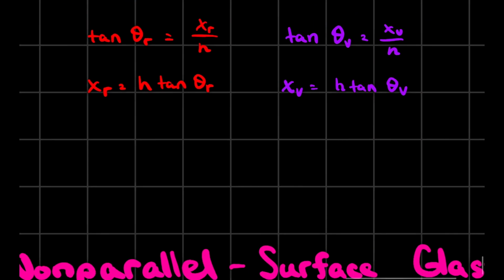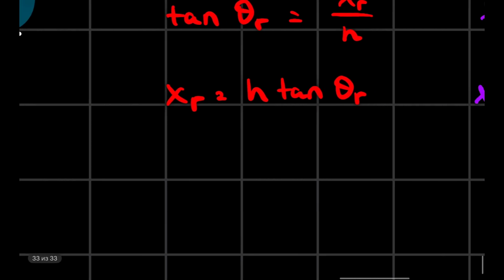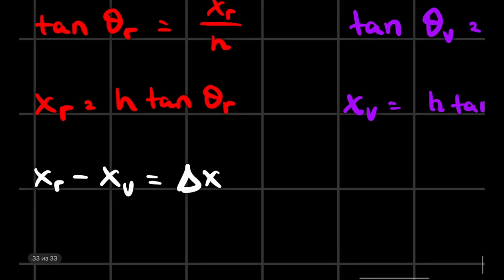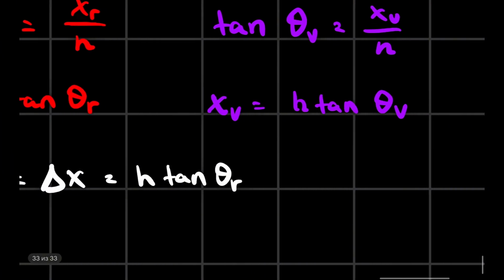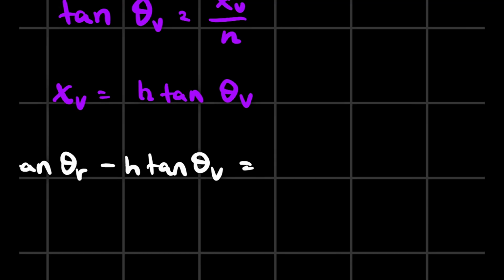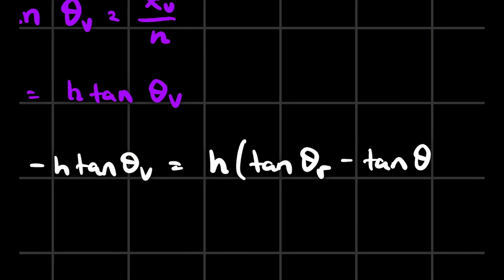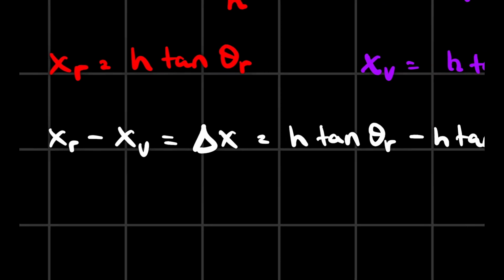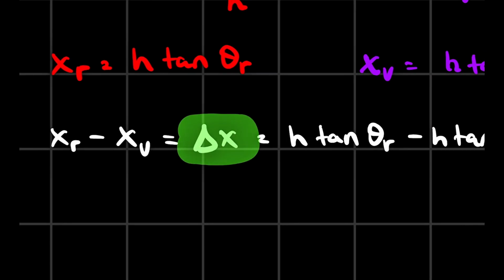And then if we subtract those two equations from each other, we would have x red minus x violet, which is our delta x, equal to h tangent theta red minus h tangent theta violet. You can see h is the same because it's the same thickness of the glass. We can bring it out, then it would be tangent theta red minus tangent theta violet. So the equation that we would have would be something like this.